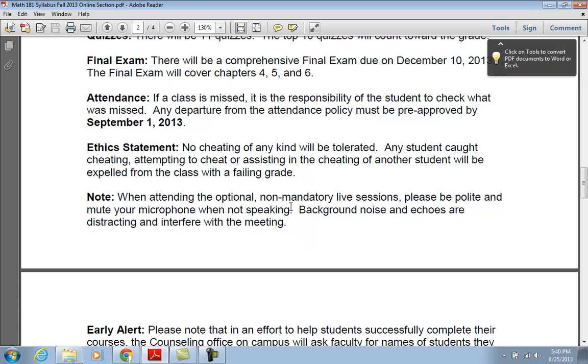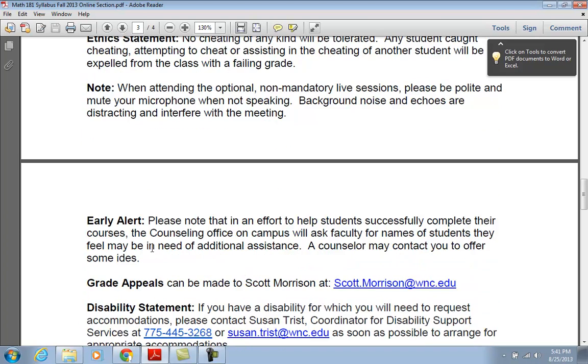When attending the optional non-mandatory live sessions, am I being clear? Not required for the grade. The optional non-mandatory live sessions. Please be polite and mute your microphone when not speaking. Background noise and echoes are distracting and interfere with the meeting. I have a real hard time when people have an external microphone and external speakers separately, not like a headset, because their microphone picks up me talking and then I hear me saying it back to myself and I hear it again. It's just really distracting. Let's not do that. Let's try to work the technology better.